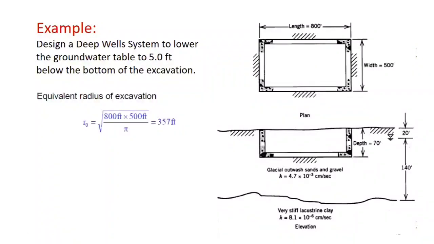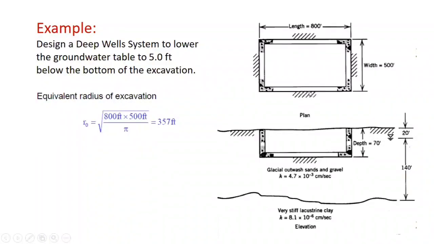bottom of the excavation. So the very first thing you need for the calculations is the equivalent radius of the excavation, because you have seen the formula. All the formulas consider an excavation as a well, as a pump well. So that means you have to convert this into an equivalent radius so that it can be considered as one pump out of which you are pumping out the water. Of course, there will be a series of wells, but it's going to be considered as one well, and then you will make the respective calculations.